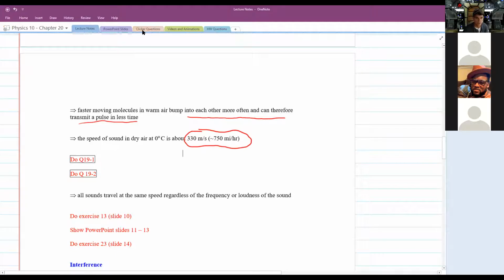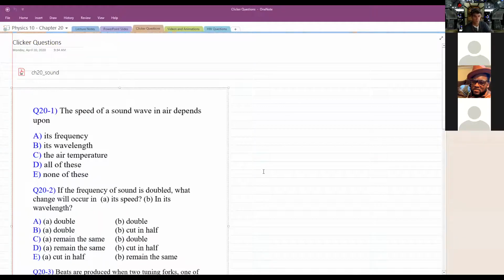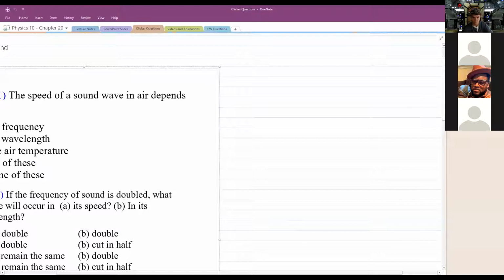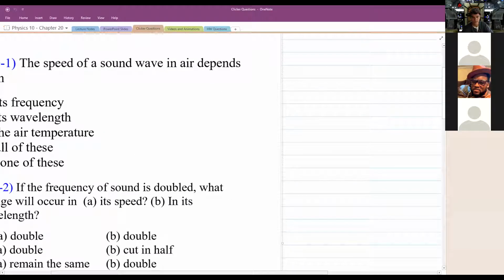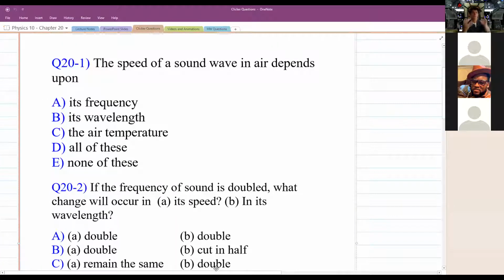Okay, let's pause for a clicker question or two. And I've been trying to do these polls. They don't seem to be working great. So I'm just going to ask this as a question for you to think about for a second. First one, 20.1.